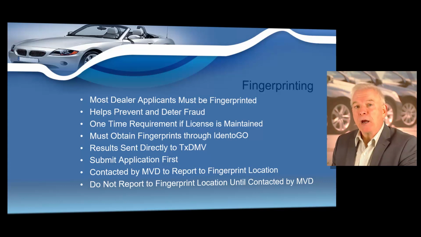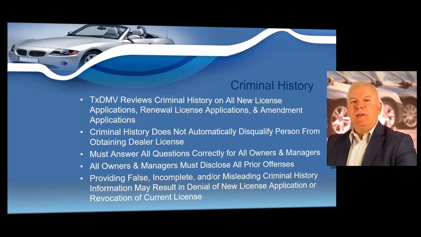Fingerprints are now required for most dealer license applicants. Before you receive your dealer's license from the Texas Department of Motor Vehicles, the Texas Department of Motor Vehicles must review your criminal history and the criminal history of all owners and managers listed on the license. All owners and managers must disclose all prior offenses, both convictions and those that resulted in deferred adjudication in any jurisdiction. All convictions and deferred adjudications must be disclosed regardless of whether the sentence was completed and is considered dismissed or expunged.